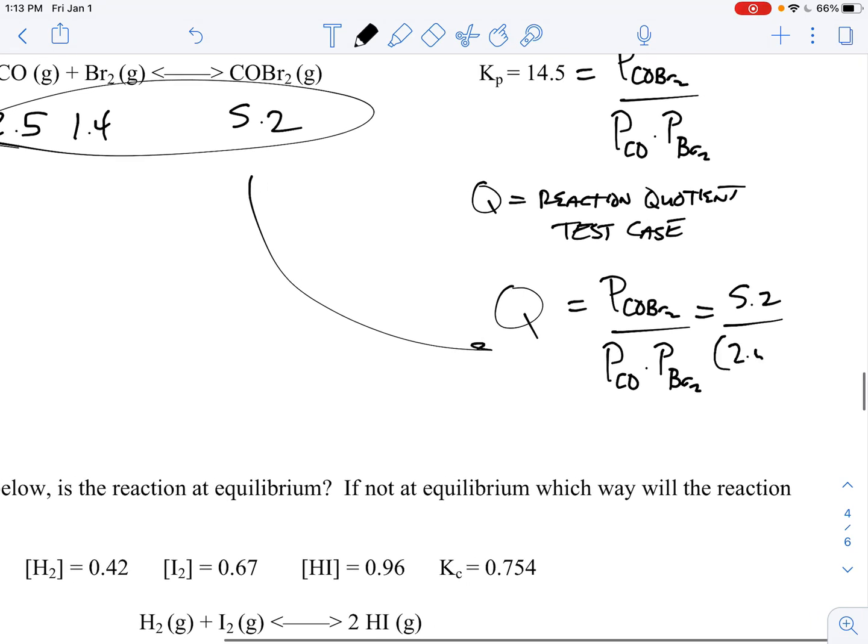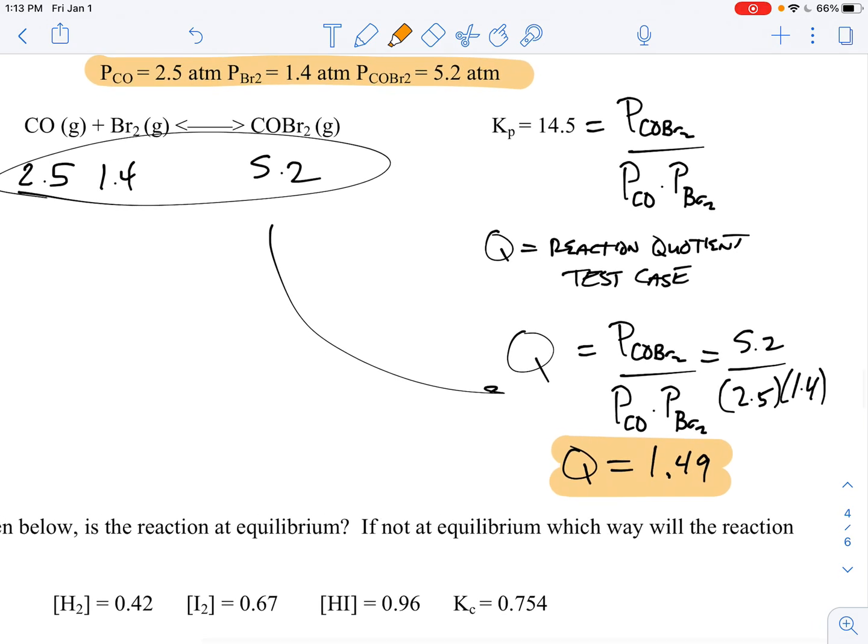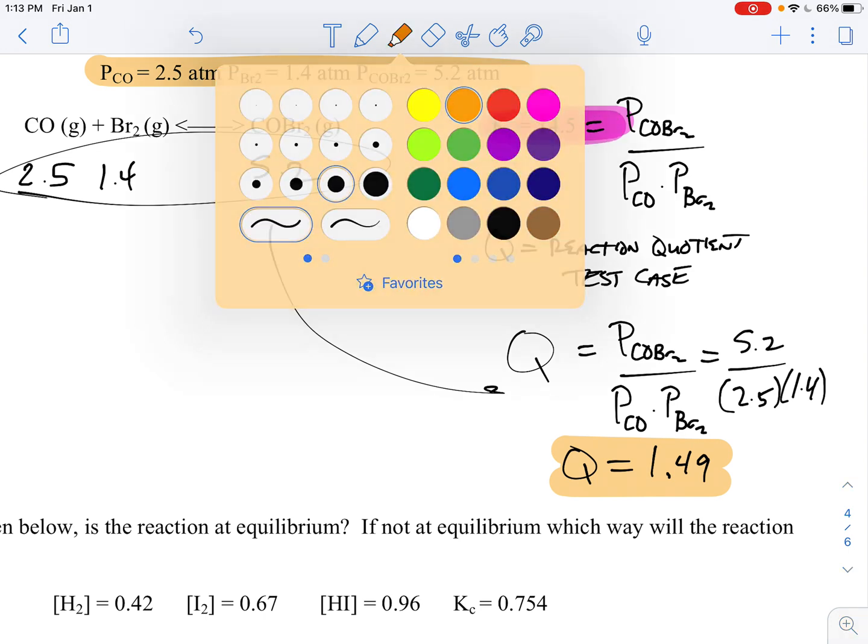So I'm going to go ahead and put the 5.2 up here, and then I'm going to put the 2.5 down here, and the 1.4 is down here, and I'm going to calculate Q. So I get out my calculator and I calculate Q, and it turns out that my Q has a value of 1.49. All right, so my initial number is 1.49. Now, what's my equilibrium number? My equilibrium number is 14.5.